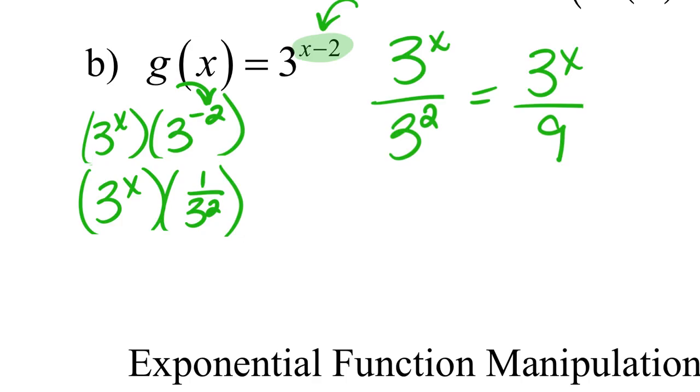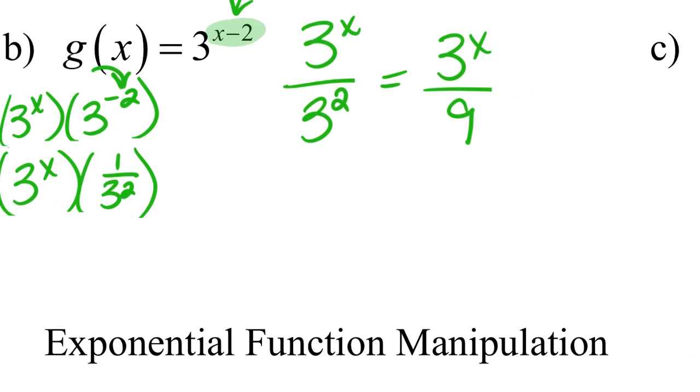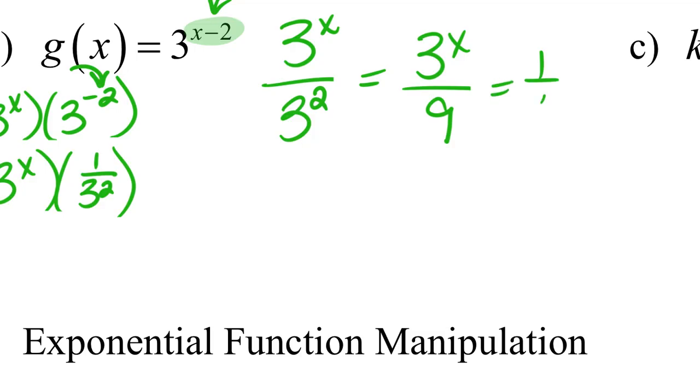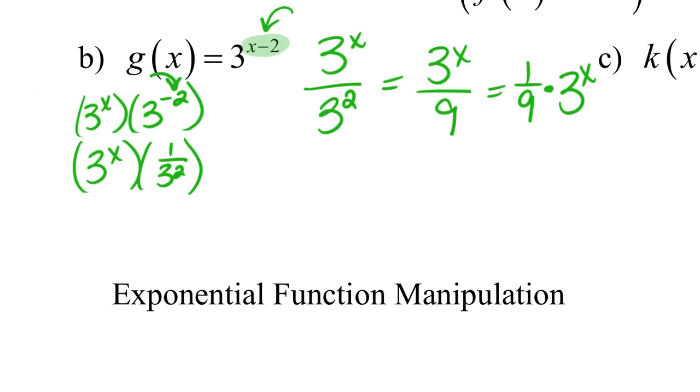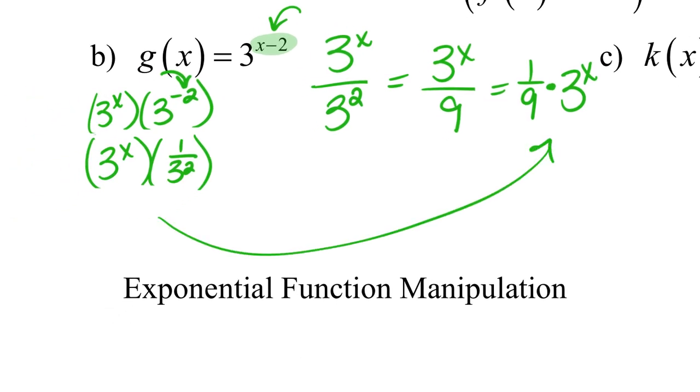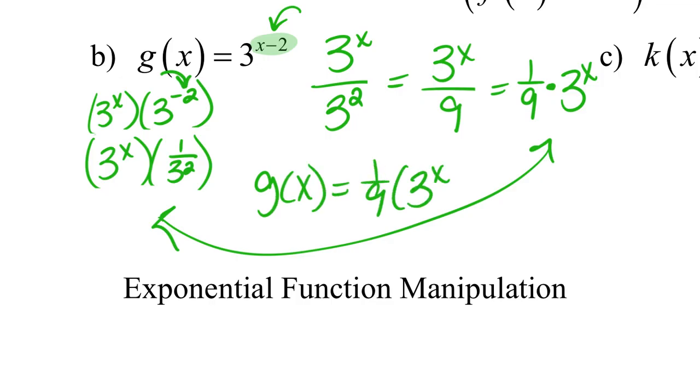People want to do this and reduce. That's not possible because our numerator does have this exponent attached. But I do know that I can rewrite this as 1/9 times 3 to the power of x, which is exactly what we ended up with here. So I could say g of x is equal to 1/9 times 3 to the power of x. So we're just dealing with the numbers and then letting the variables represent what they represent.